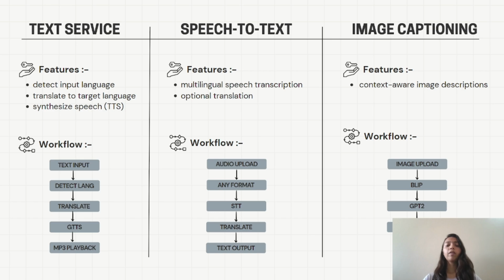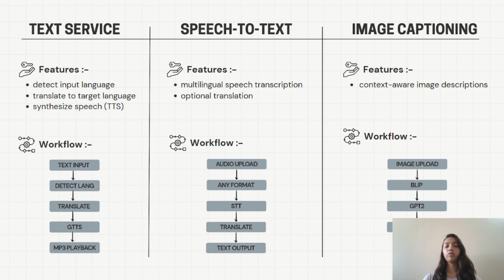The user uploads the audio, and then the audio is converted into text using a speech to text API, and then it can be translated as per the language entered by the user, and the translated output appears on the screen. So Google speech to text API is used for accurate, noise resilient transcription in multiple languages.